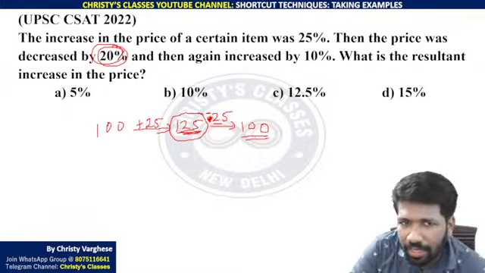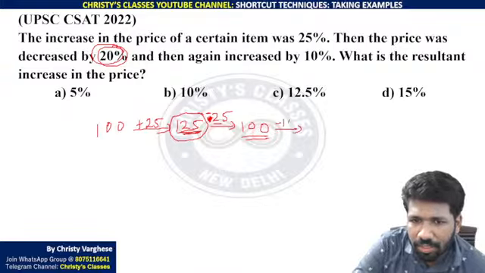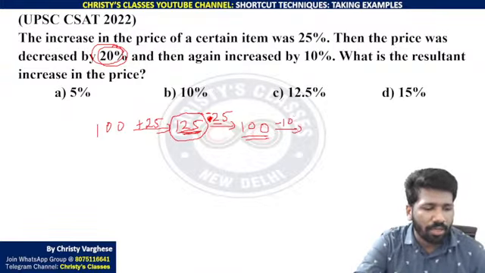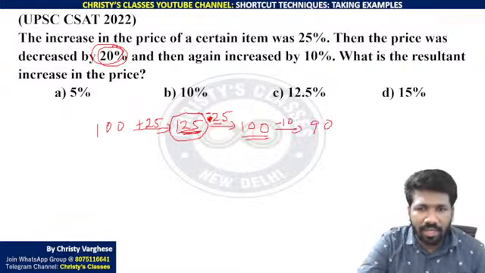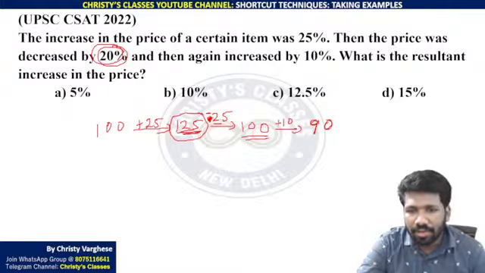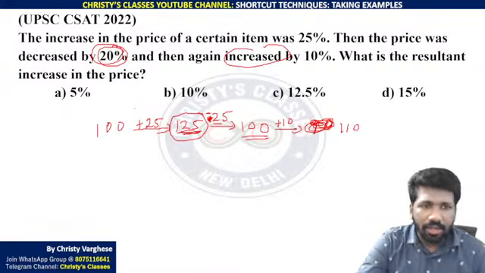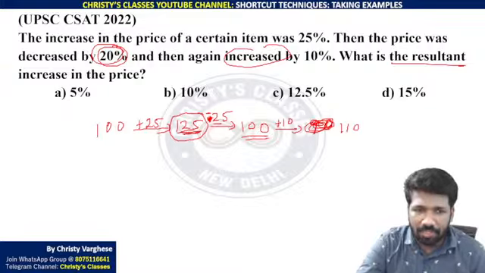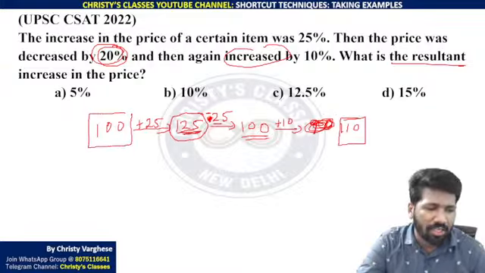So 100, then what happened? Again 10% of 100 is 10. The question asks what is the resultant increase in the price. Sorry, it is increased, I misread. It is again increased, not decreased. So to the 100, 10 is added, so that is 110. Now resultant increase means from the initial value to the final value, how much percentage increase has happened.